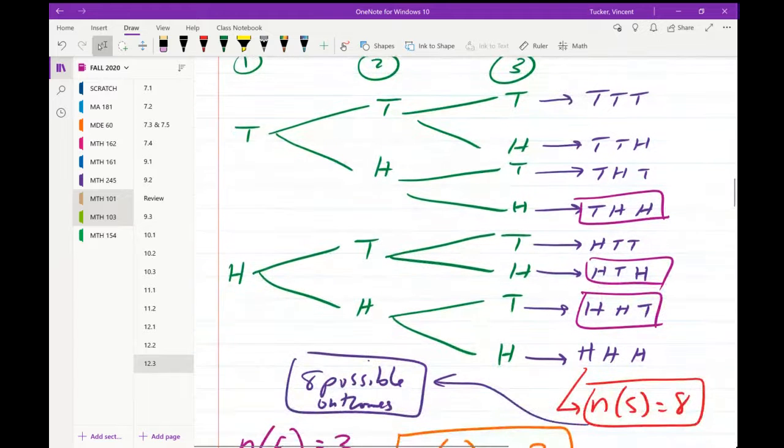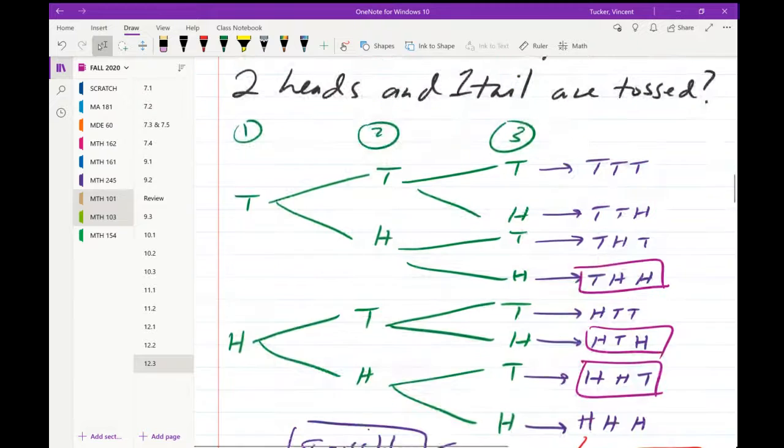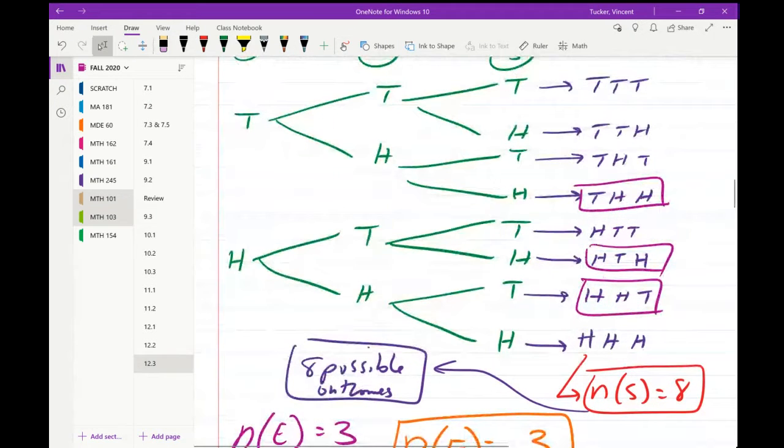All right. So the number of our sample space will be 8, like I mentioned, 8 possible outcomes. And I boxed in our event. Remember, our event is 2 heads and 1 tail. So we have the possibility of tails, heads, heads; heads, tails, heads; and heads, heads, tails. Those are 3 scenarios in which we get 2 heads and 1 tail.